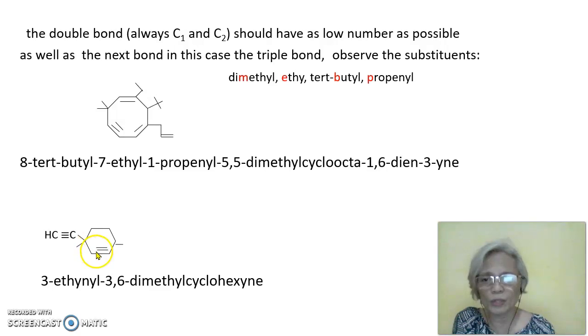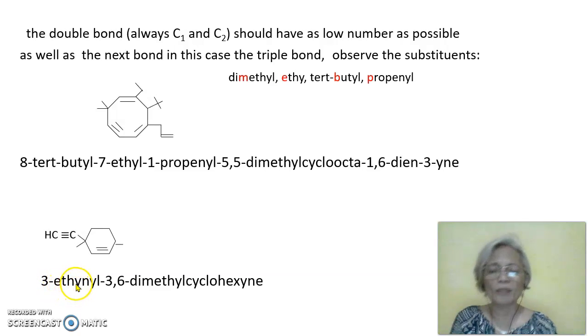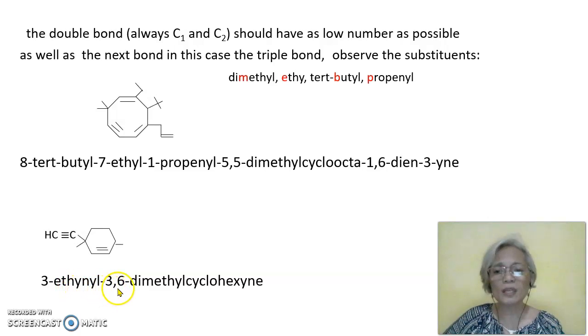And there are 2 substituents. So we should name this as carbon number 1, 2, 3. And we have a methyl group at carbon number 6. And then we have an ethynyl group attached to carbon number 3. So we call this 3-ethynyl because it comes first in the alphabet. So we have an alkyne as a substituent. So we have 3-ethynyl-3,6-dimethylcyclohexane. That's the name of the molecule.